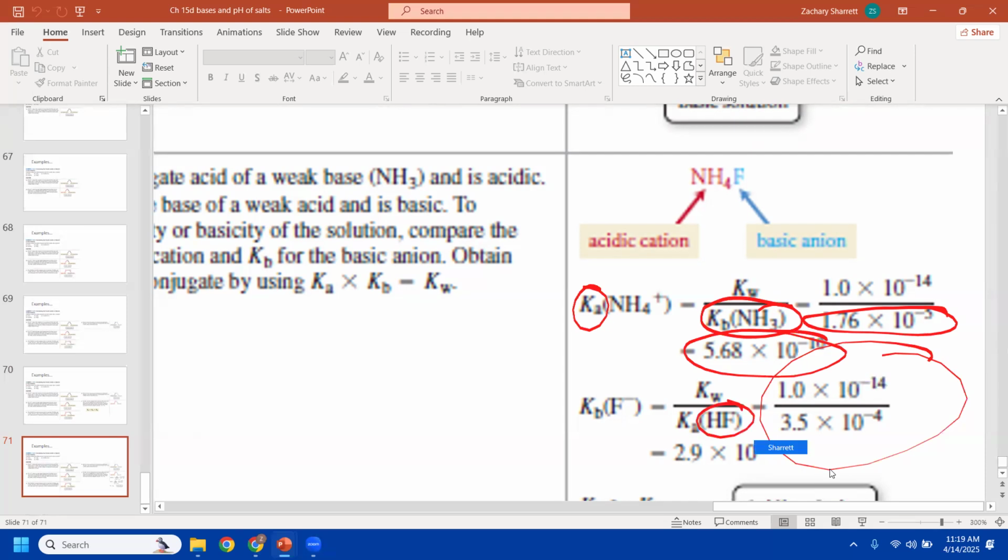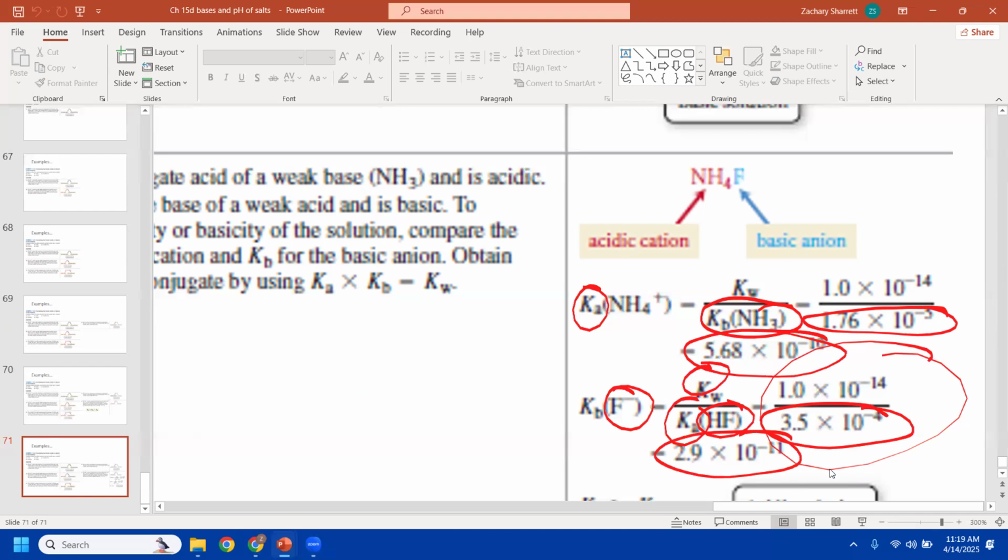HF is a weak acid. It has a Ka associated with it. That means that F minus is the conjugate base, so it's going to have a Kb value, and you calculate that by taking Kw and dividing by the Ka value, and you get 2.9 times 10 to the negative 11.